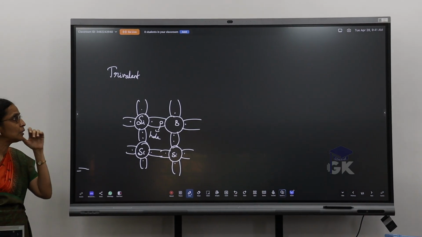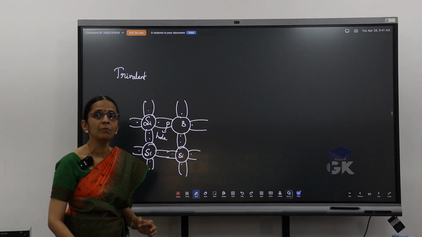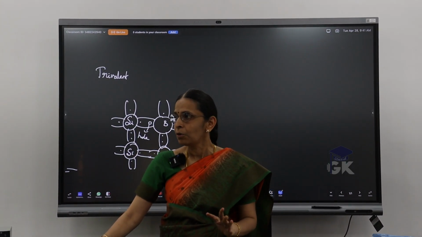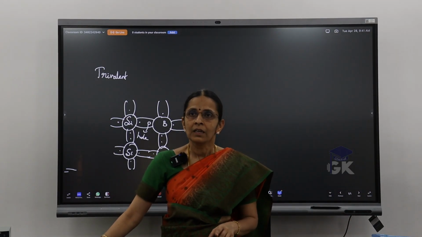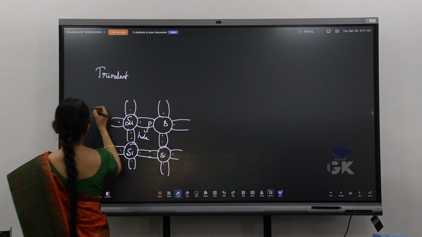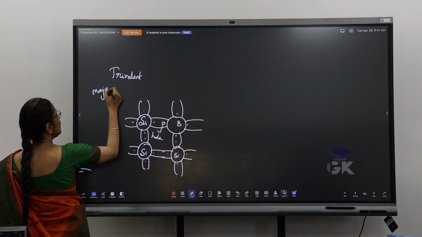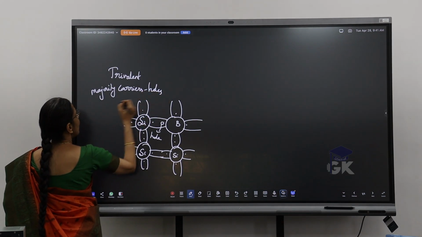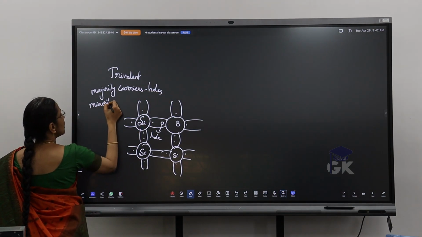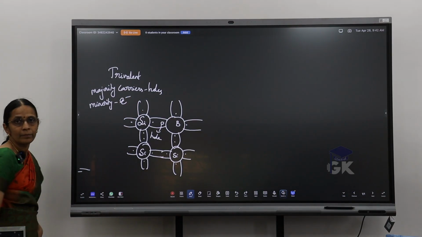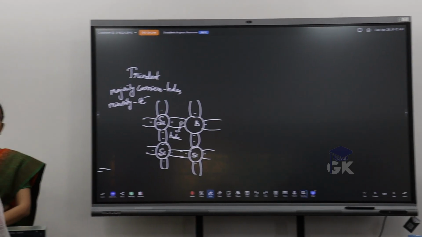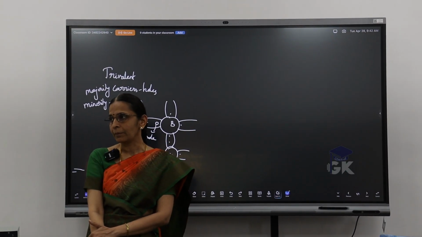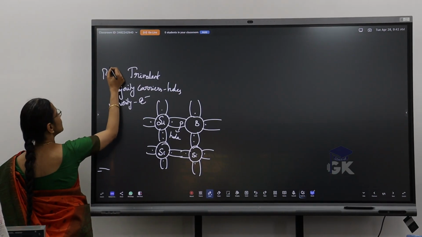Right? So now what is the conclusion if I add a trivalent impurity to my intrinsic semiconductor? Majority carriers are holes and your minority carriers will be the electrons. So if I add trivalent impurity, my majority carriers are holes and my minority is going to be electrons. Now, what type of semiconductor is that? How do we term that? It is called a p-type semiconductor.